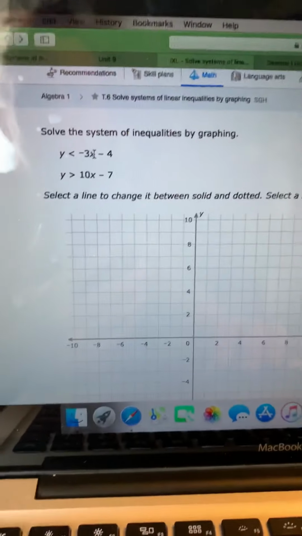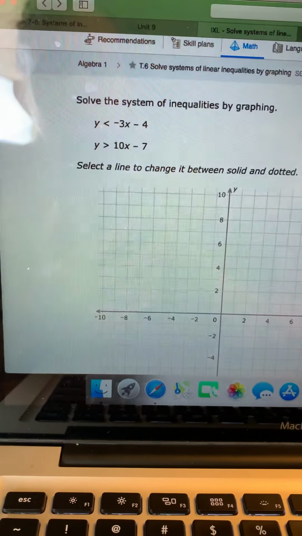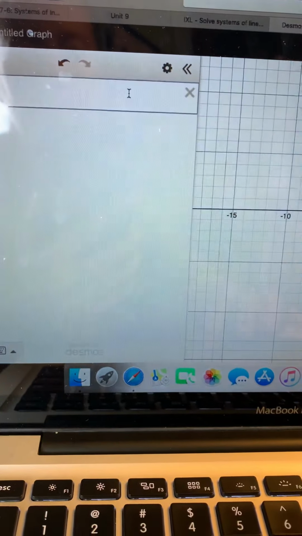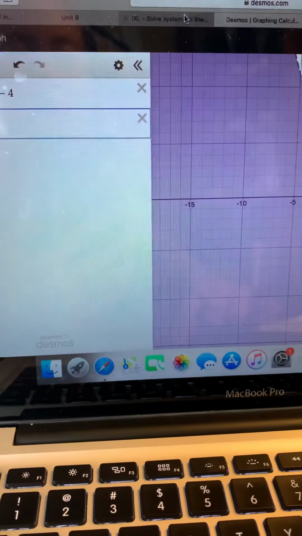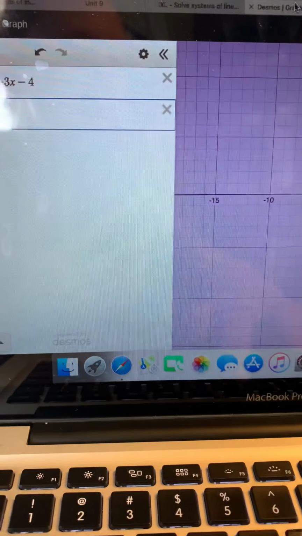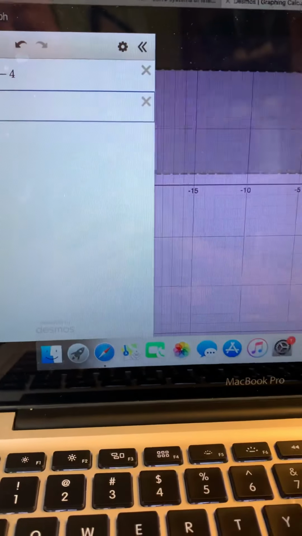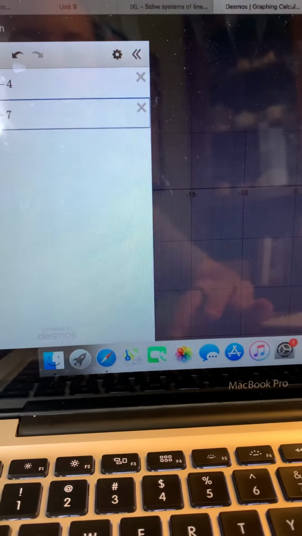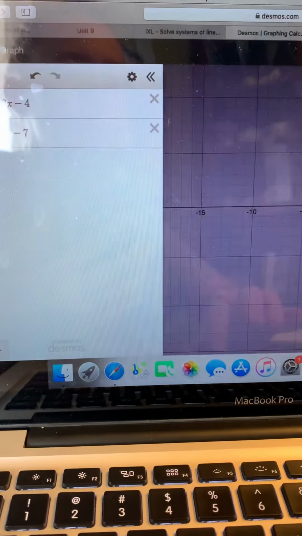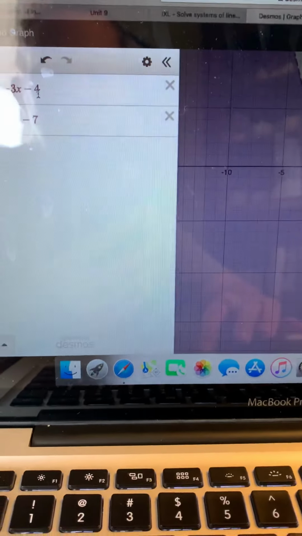The next one that we're going to do has two inequalities that are in slope-intercept form. Y is less than -3x minus 4, and y is greater than 10x minus 7. Pretty sure it was -7. Yep. So let's look at those lines one at a time. That first line has a y-intercept of -4. So the purple line starts at -4 and the slope is -3. So it goes down 3 over 1, down 3 over 1.